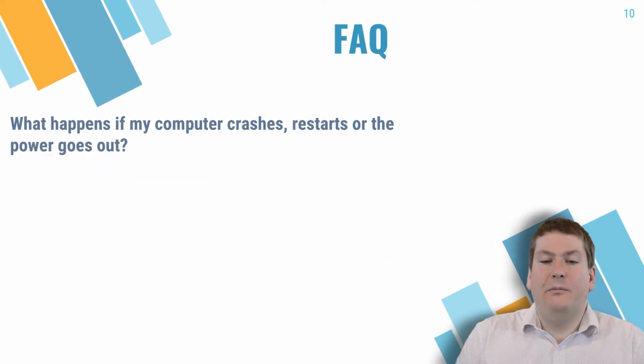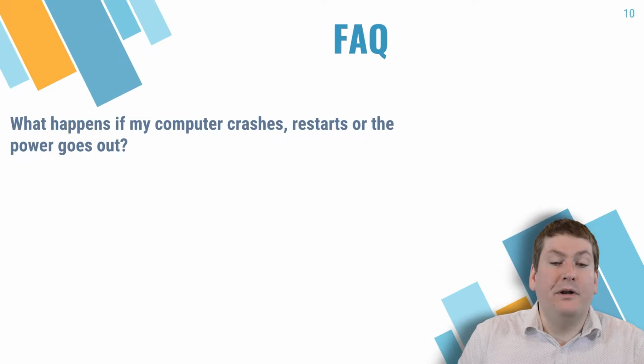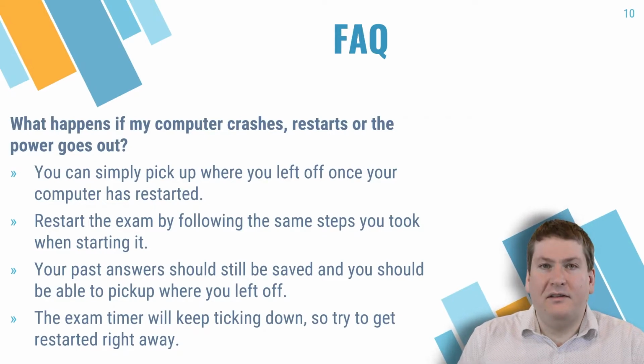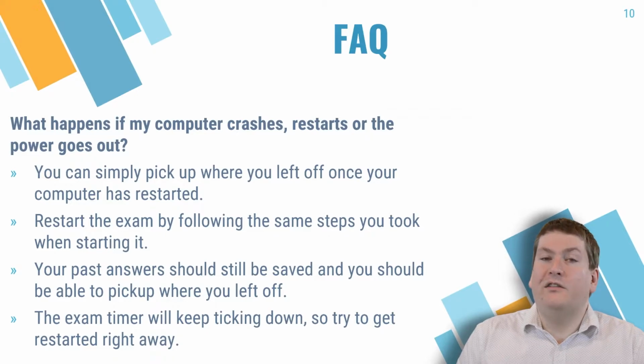So what happens if my computer crashes, restarts, or the power goes out? So it's not that big of a deal. You can simply restart your computer or restart any of the software that's crashed, and then you restart the exam just by taking the exact same steps that you started it to begin with. That'd be going to the Proctortrack tab, going through the little process where you have to do the room scan, and then it will link you back into OWL and start the exam where you left off. Your questions should all be still saved, so you shouldn't have lost any progress, just a little bit of time.